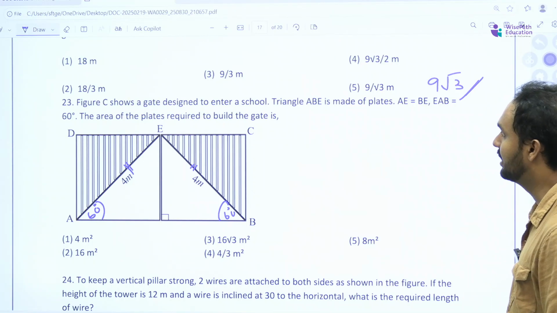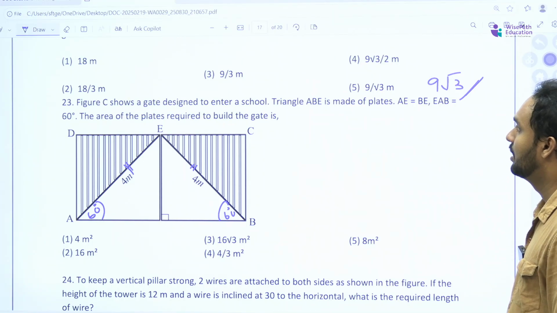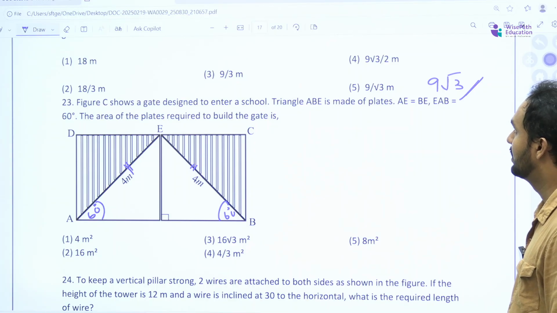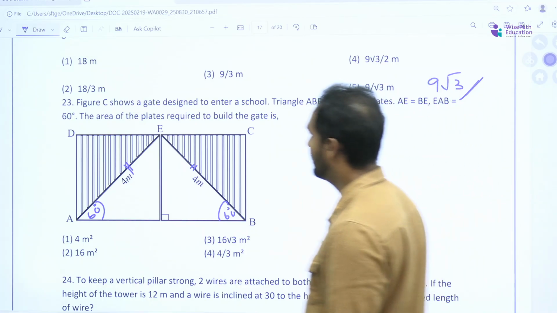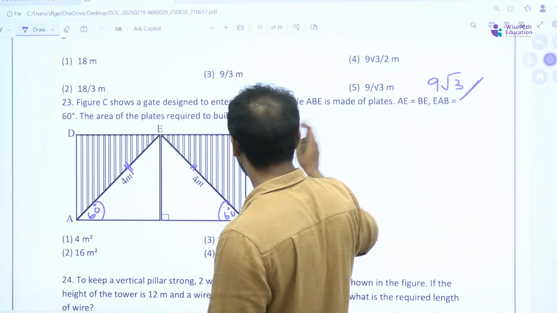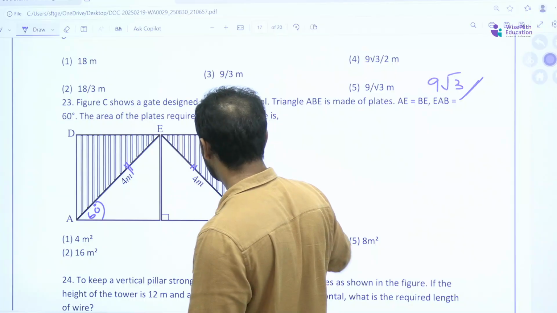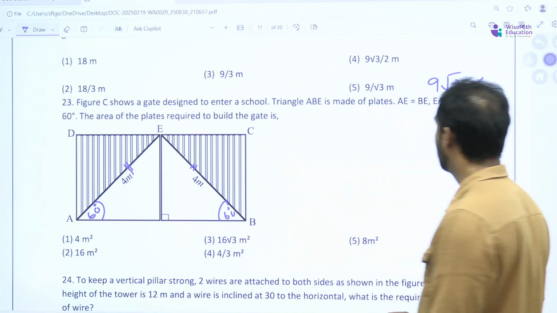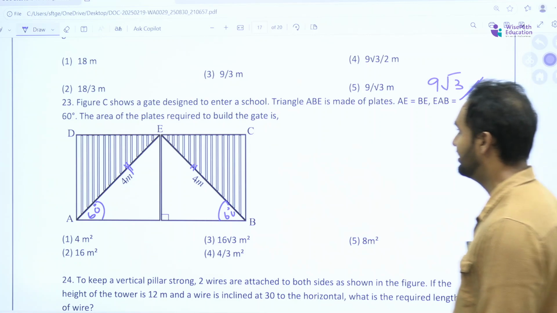EAB equals 60. The area of the plates required to build the gate is... Now, designed to enter the school, the triangle ABCD is made of plate. Now, we have to find the area of ABE, isn't it? This is the only part we have to find because that is the only part made of plates. So, it's easy, isn't it?